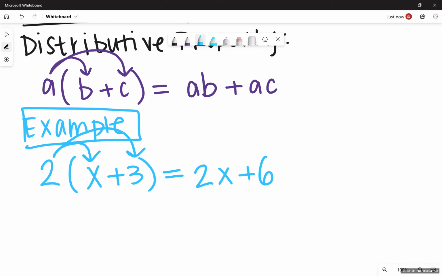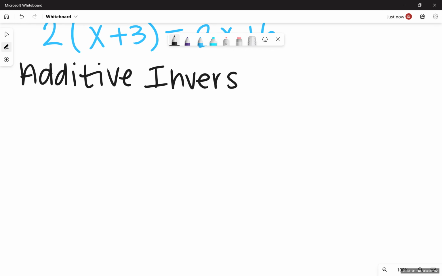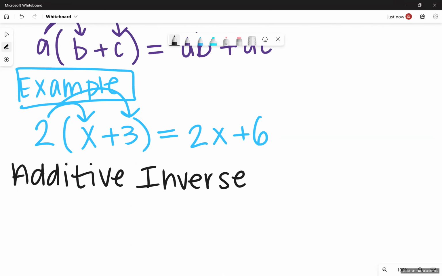Okay, so now let's talk about what it means to be an additive inverse. I'm going to swipe up. Okay, did I do a colon? I did. I don't know why, but I did.